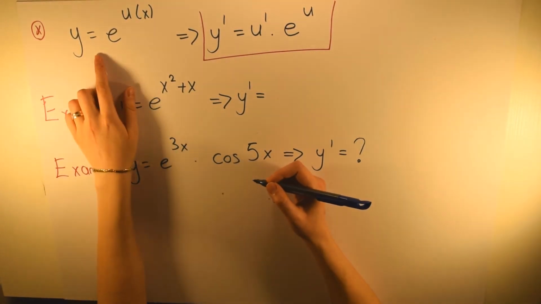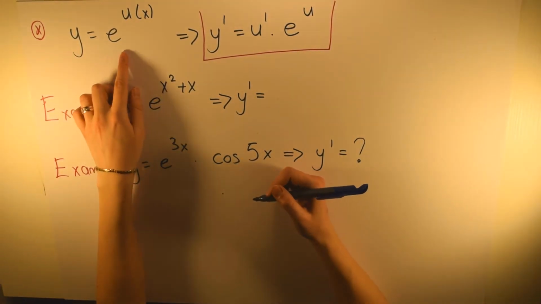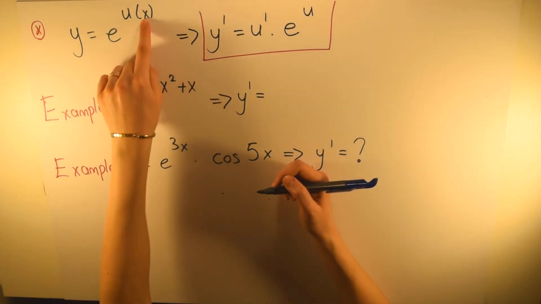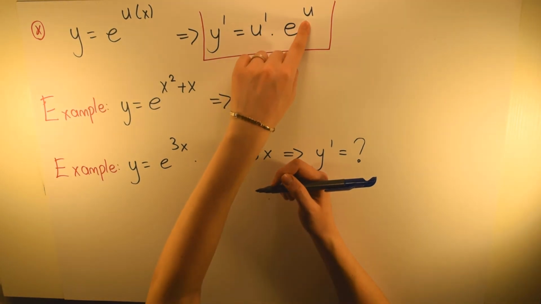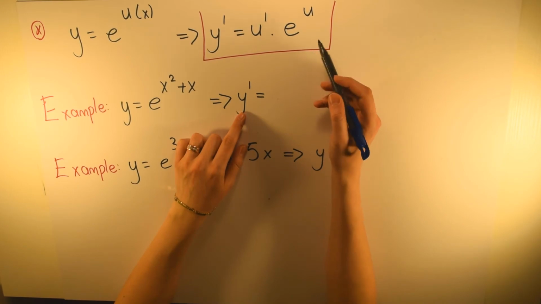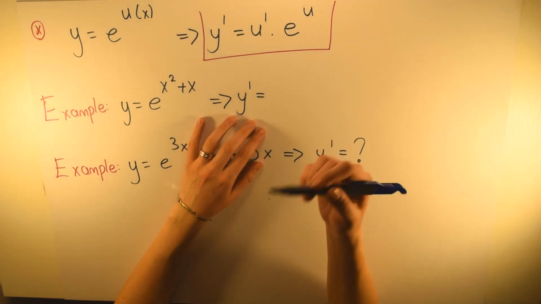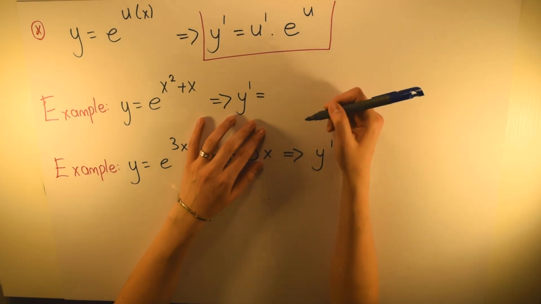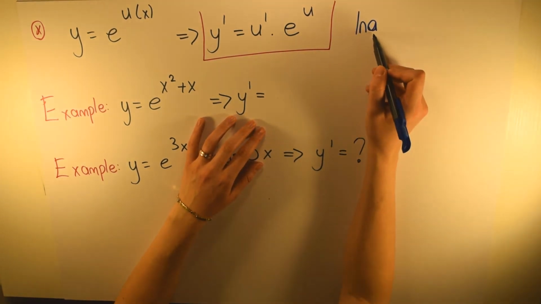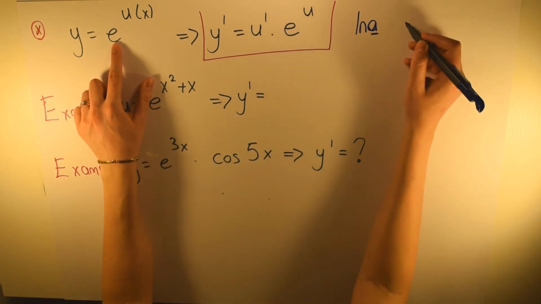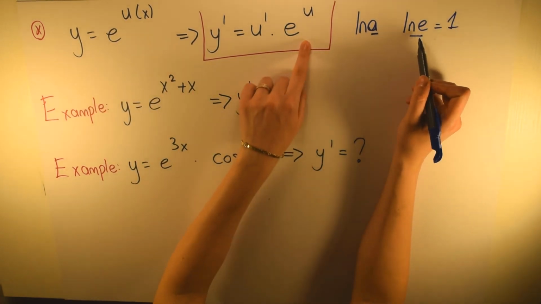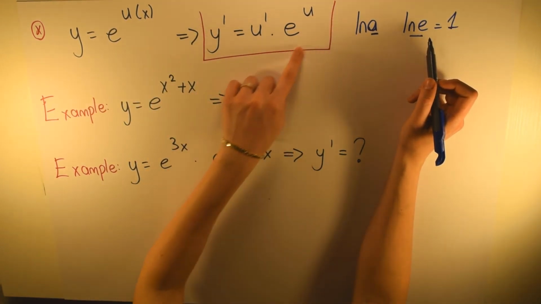Now let's continue with this rule. Here we have y is equal to e to the power of u of x. So its derivative is equal to the derivative of u times e to the power of u. This formula comes from exponential functions, but in that formula we have ln a. Right, so here our a is equal to e. So since ln e is equal to 1, we don't need to write this one here. That's why the formula is like this.